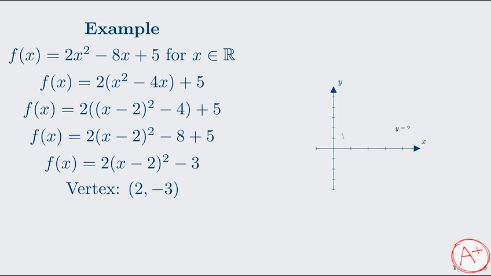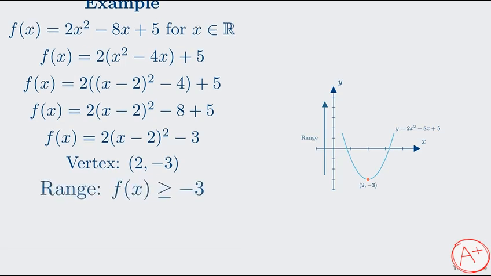Since the coefficient of x squared is positive 2, the graph is a U-shape. The lowest possible value is the y-coordinate of the vertex. Therefore, the range is f of x is greater than or equal to negative 3.